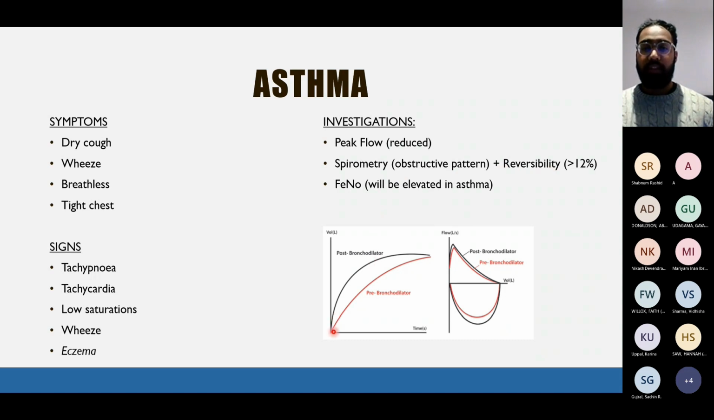Now the reversibility, the improvement has to be greater than 12% in FEV1. So you have to have a reversibility of more than 12% FEV1, and then it's asthma. If it's like 11% or something, it still can be asthma, but generally it's more than 12%. And you have this other thing called FeNO. This is more for clinical years, but to summarize it, we test how much nitric oxide someone is exhaling. In asthmatic patients, it will be elevated. That's it.